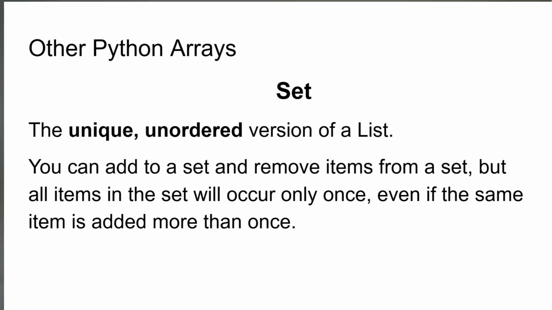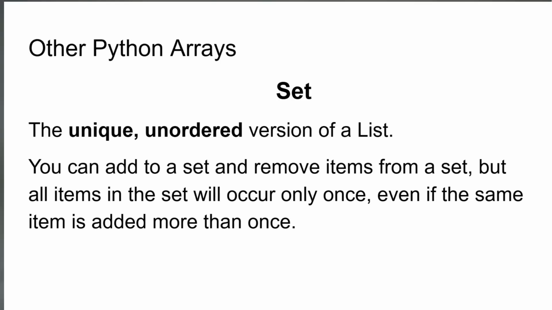Another variation on the list is the set. And the way a set works is each member has to be unique. So it's unordered. It doesn't sort things in order, but it also makes sure that there are no duplicates in the set. So where a list could have multiple bananas, a set can only have one.